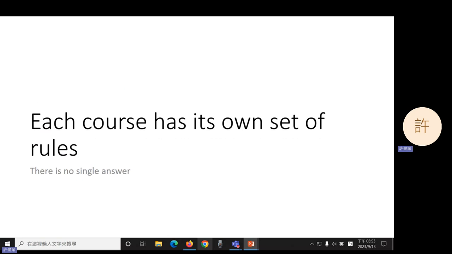Next point, this is more about being a college student. Each course has its own set of rules. There's no single answer. So maybe you're taking two courses that are related to each other. Maybe you're taking grammar and writing, right? You have to use grammar in writing class. But maybe in writing class, your teacher says this sentence is wrong, but in grammar class, your teacher says this sentence is okay. What do you do? The answer is there's no single answer. Follow the person who's in charge.